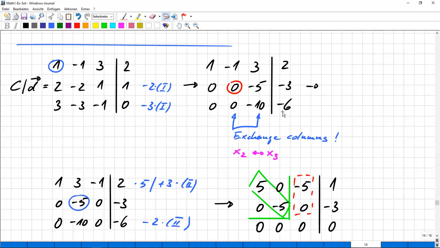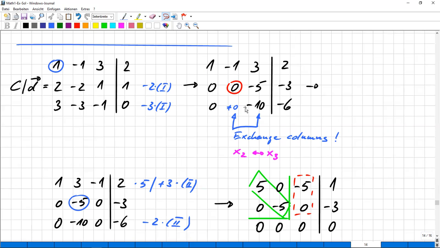-6, so -6. So now you could say this is the worst case that can happen. Worst case for the following reason. If this element had been something, whatever, let's say 2, something not equal to 0, it would clearly have been the best idea to exchange these two rows. So to pull this row above this one and then to proceed with this element to eliminate.